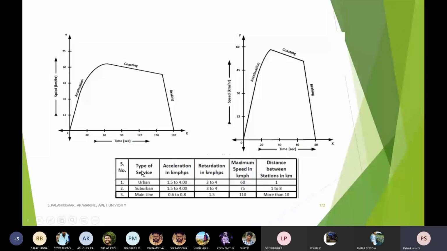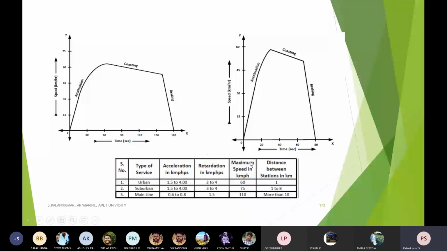Finally, whenever the station is very near to approach, then it is coming down. If the type of service is urban, acceleration usually happens in kilometer per hour per second. Per second it will be 1.5 to 4 kilometer per hour per second. Automatically the retardation also is 3 to 4, so retardation has to happen in the same way, and only then it will come down to braking or stopping.